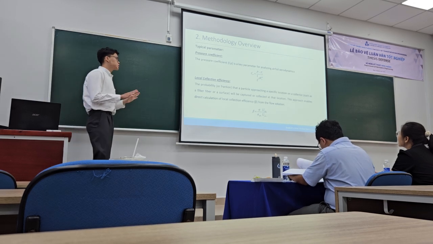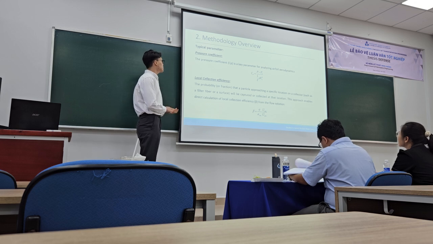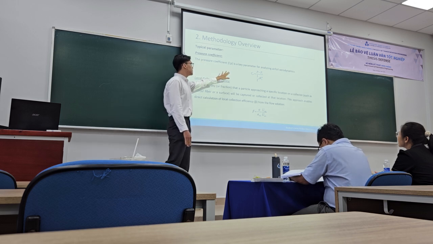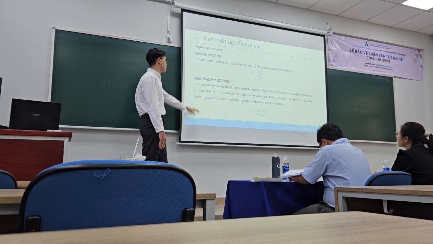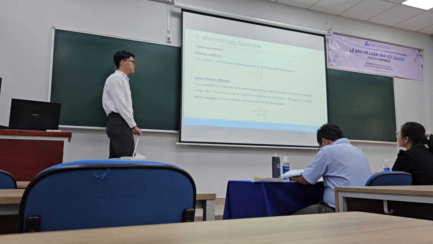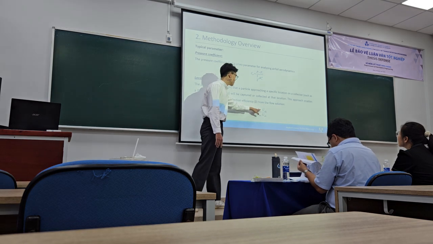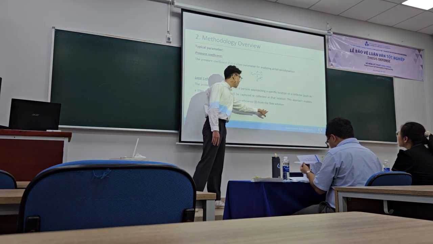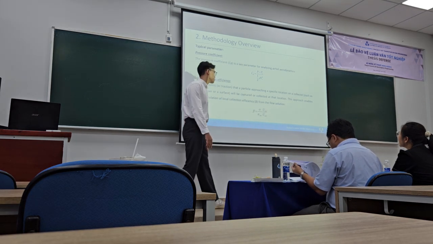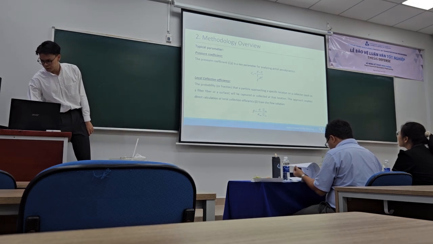So next, these are the two main parameters we will consider in our project. First is the pressure coefficient, and next is the local collection efficiency beta. As you can see on the screen, this is the formula for Cp, and the local collection efficiency is the probability that a particle approaches a specific location, equal to the flux on the surface divided by the flux in the far field.